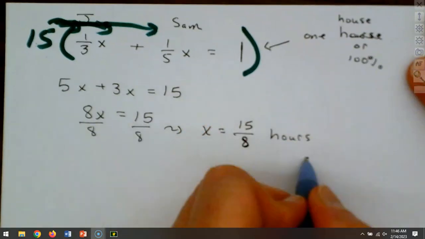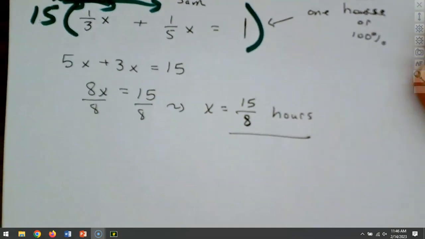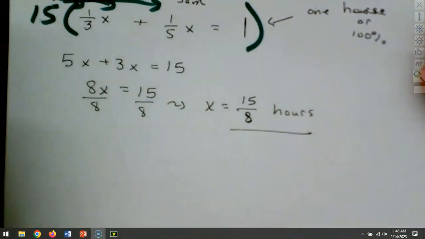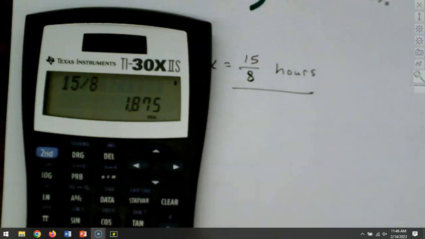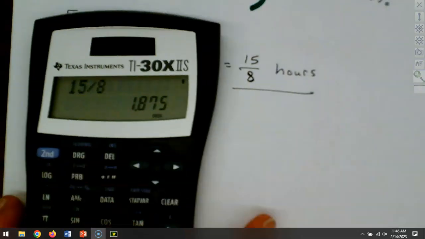Hours. Now, that makes sense because what do we know about our answer? Our answer has to be less than 3. What about 15/8? Well, 15/8 is 1.875. Is that less than 3? Yes, so we know we did it correctly. And you can leave it as a fraction.